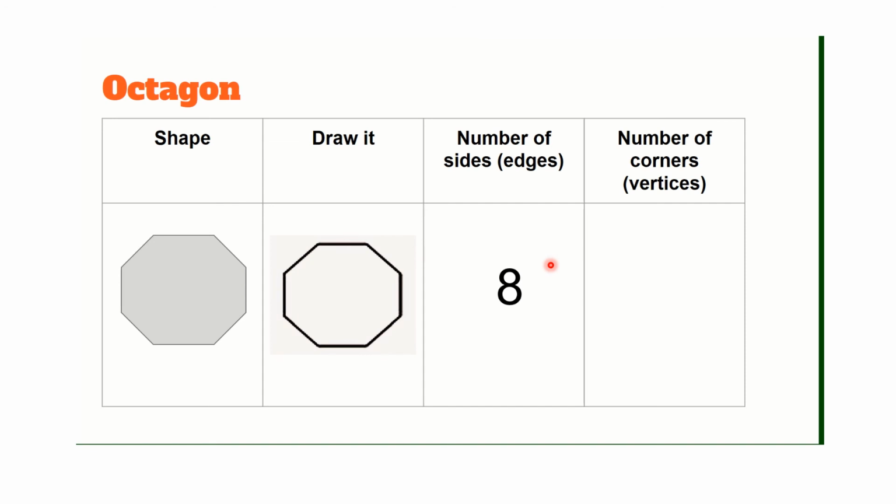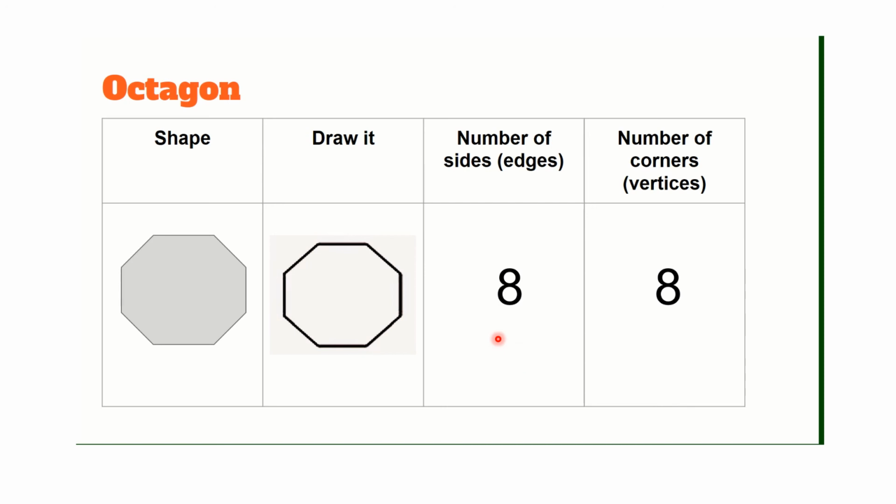So let's take a quick prediction. If there are 8 sides of an octagon, how many corners do you think an octagon has? Think about it. If you thought about it, let's see if you're correct. We have 8 sides in an octagon. Let's see how many corners an octagon has. 1, 2, 3, 4, 5, 6, 7, 8. So an octagon has 8 sides and it has 8 corners.